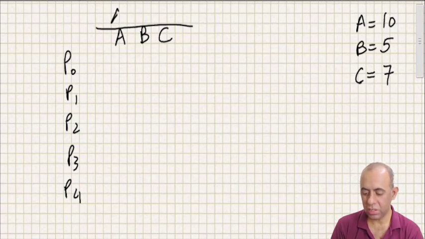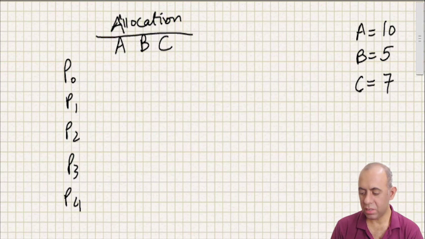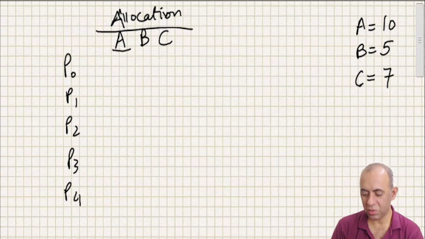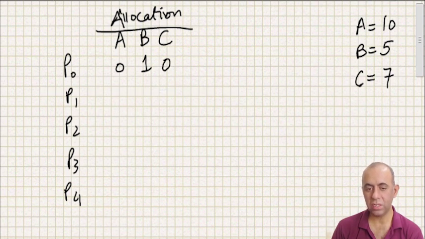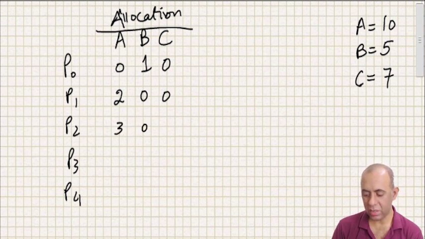There's an allocation matrix which shows, for example, in the first row, how many instances of type A process P0 is currently allocated. P0 is allocated 0 instances of resource type A, 1 instance of resource type B, and 0 instances of type C. P1 is allocated 2 instances of resource type A, 0 instances of type B, and this goes on like this. Let me fill out the rest of the table and then we can move forward.